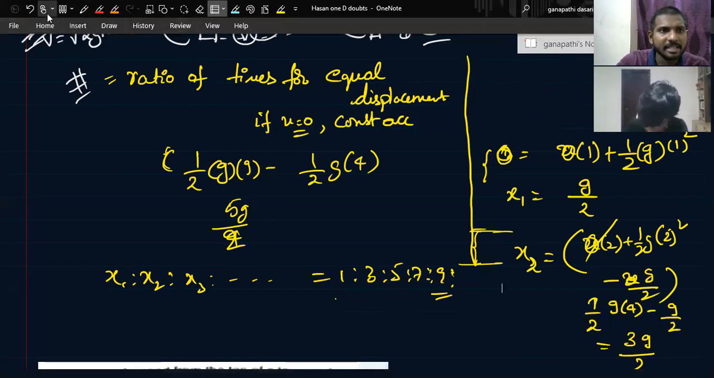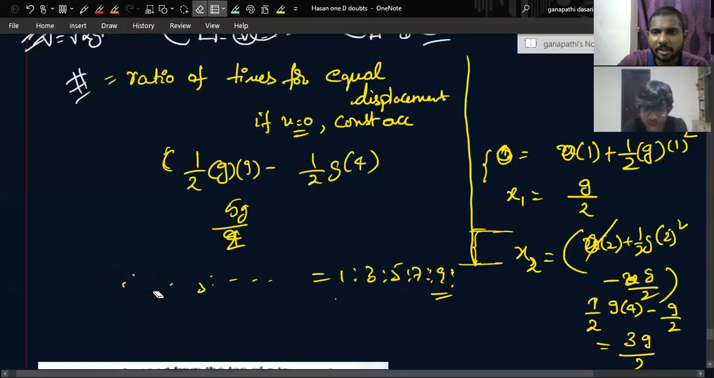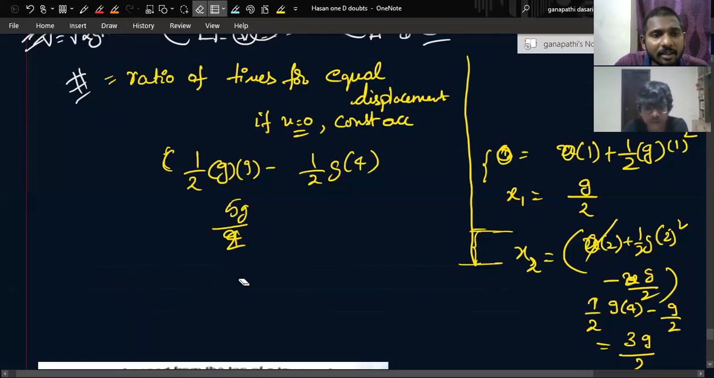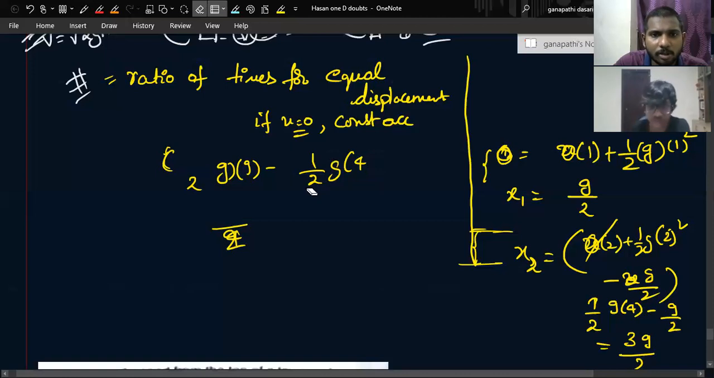You can solve previous year questions related to it as homework. Sir, can you send or give those questions? They are there in your material. Okay, sir. Last previous year NEET questions will be there, right? I will also send you some previous year mains questions, so that you can solve them comfortably.